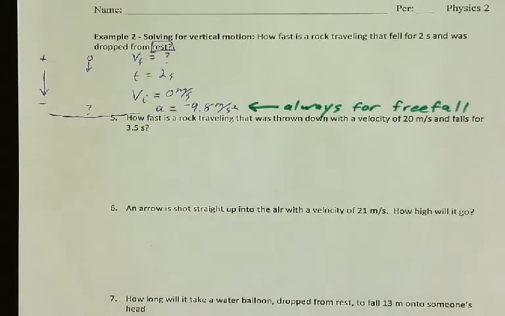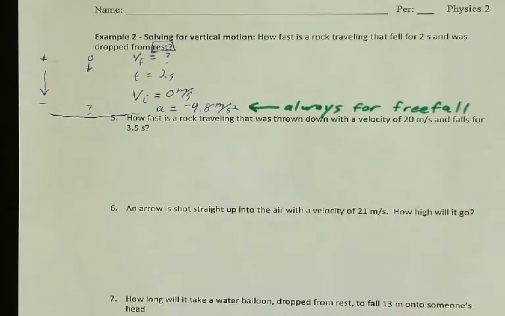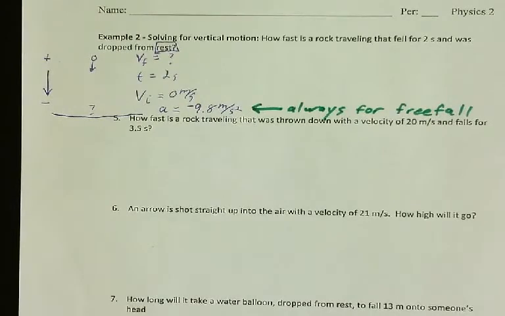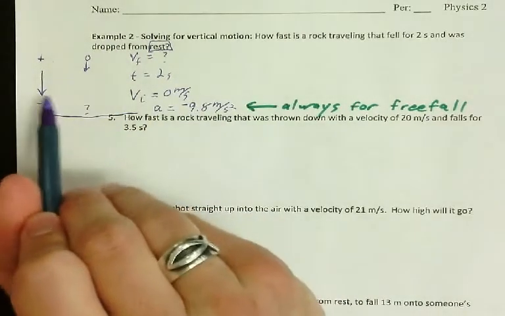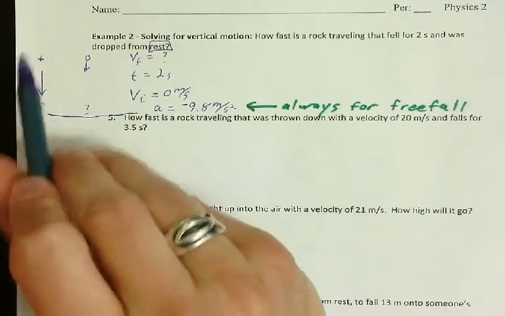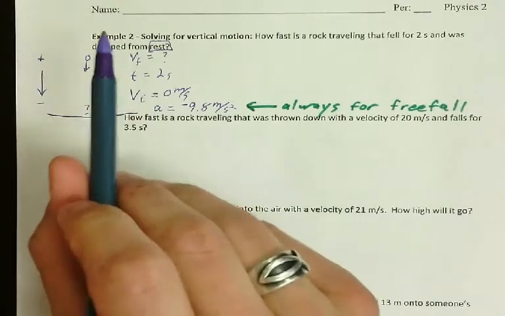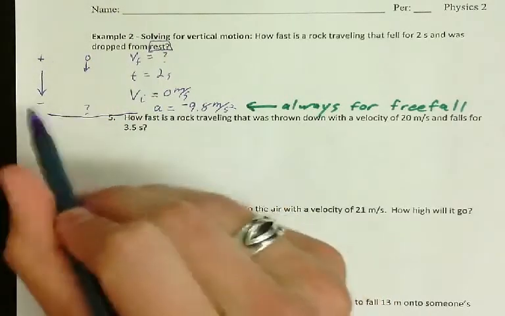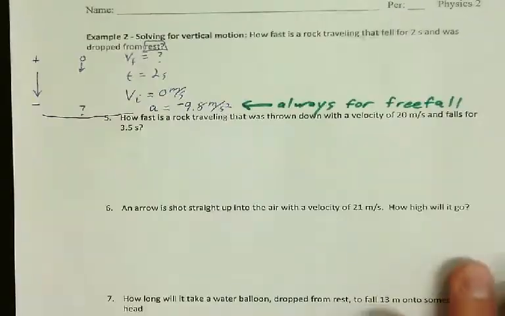Second thing that's minor, it is possible to decide down is positive instead of negative, and I'm fine with that. But if you do that, you need to tell me that you're switching this. I'm going to always assume down is negative and up is positive. If you don't want to do it that way, that's fine. You need to tell me that down is positive and up is negative.